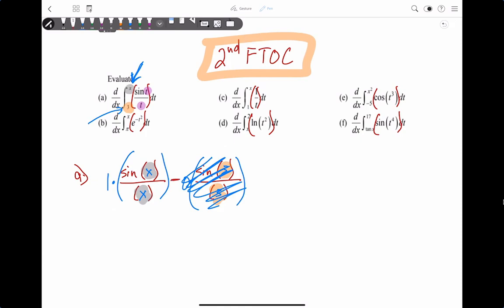So for this one specifically, what would the leftover pieces simplify to? Well, it would simply be sine of x over x. This would be the answer for the first one. Let's look at part B.